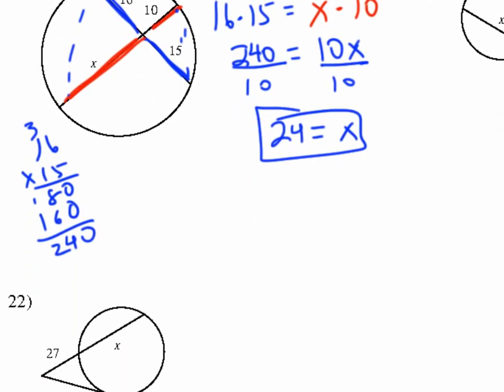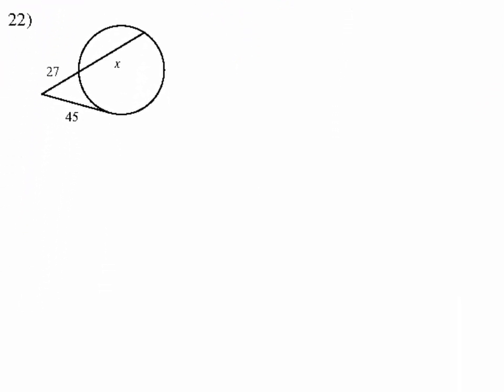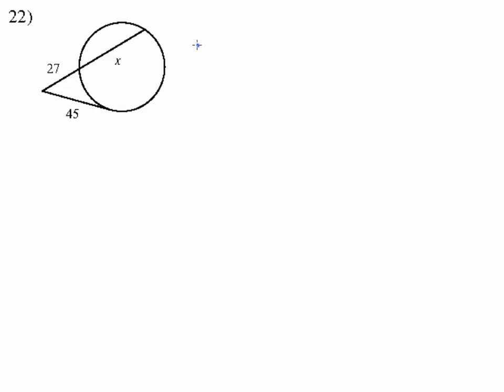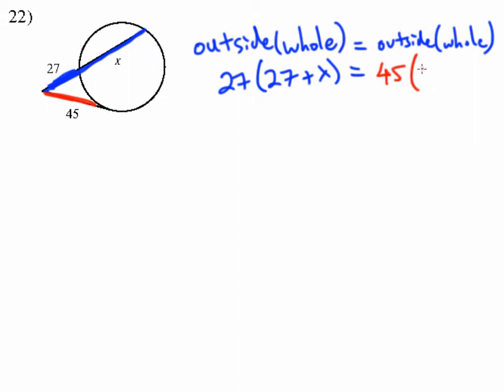All right. Let's try one more here. Number 22: you've got the outside part times the whole equals the outside part times the whole. So the outside is 27, the whole would be 27 plus x, equals, what's on the other side? The outside part is 45, and the whole is 45.